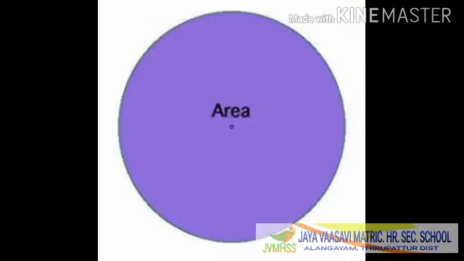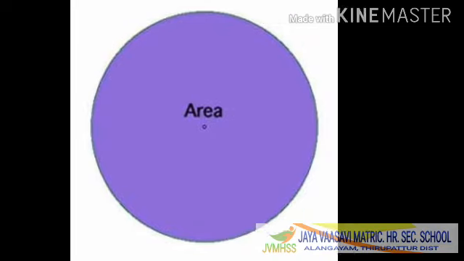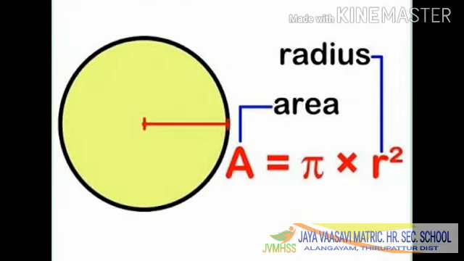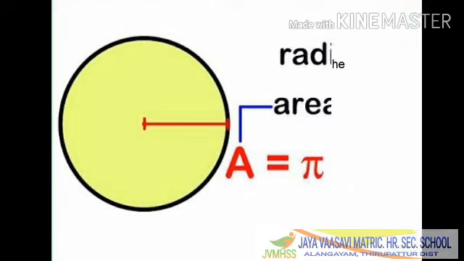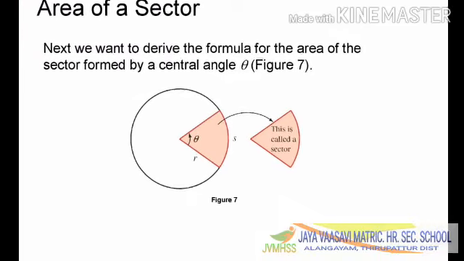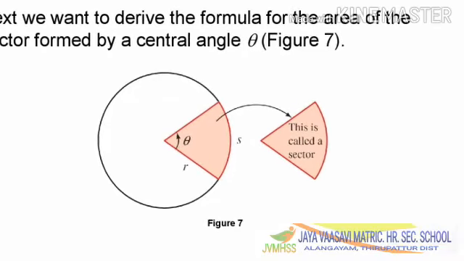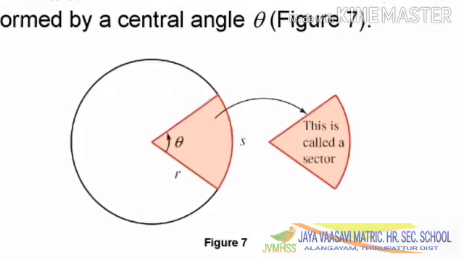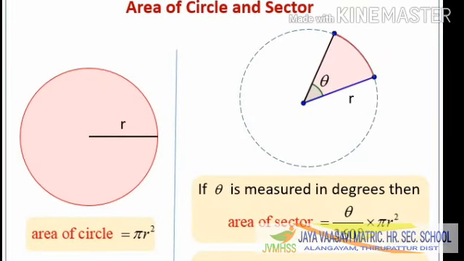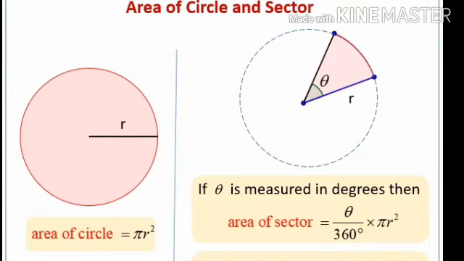Next, area of the circle. First we know the area of the circle formula. Area is denoted by A equal to pi r square. Next, area of a sector. Area of a sector looks like a piece of cake or a piece of pizza. This is called area of sector. If theta is measured in degrees, then area of sector equals theta by 360 into pi r square.